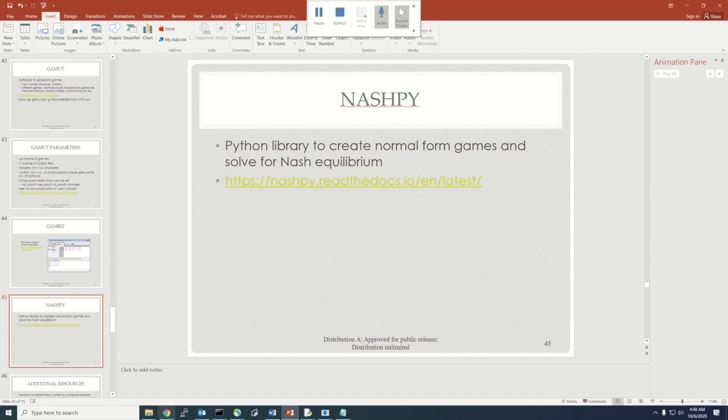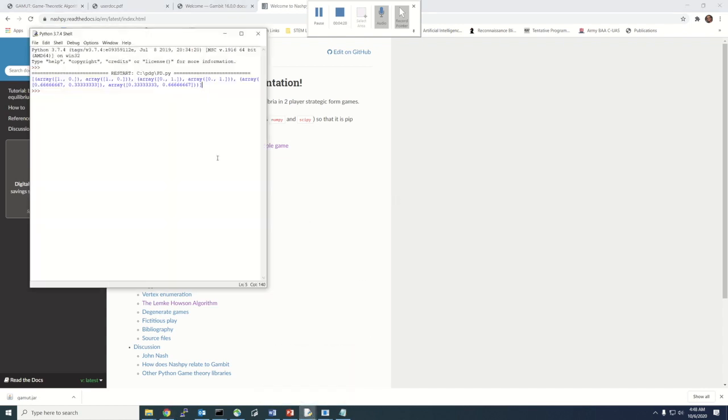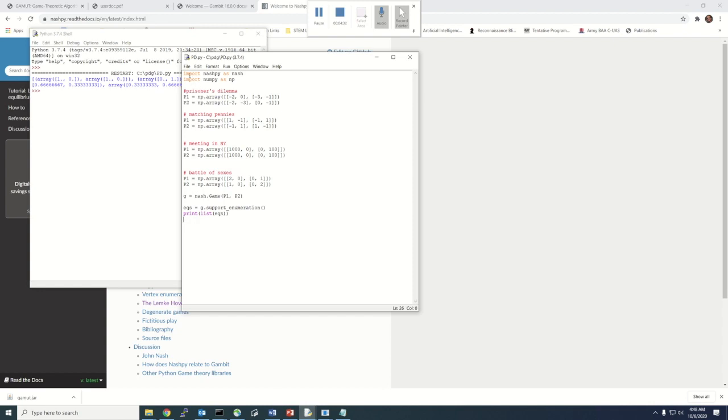And this is the website to download NashPy. You can just import NashPy into a Python program that you write. And here I have one. So I've just done an import nashpy as nash, and it requires NumPy. And here I've just created some 2x2 payoff matrices. One for Prisoner's Dilemma, one for Matching Pennies, another for Meeting in New York, and finally one for Battle of the Sexes. So the last one is the one that I will show to you and solve.